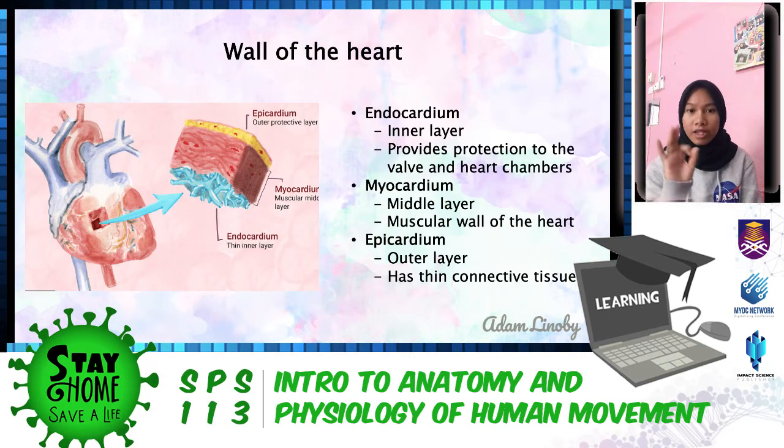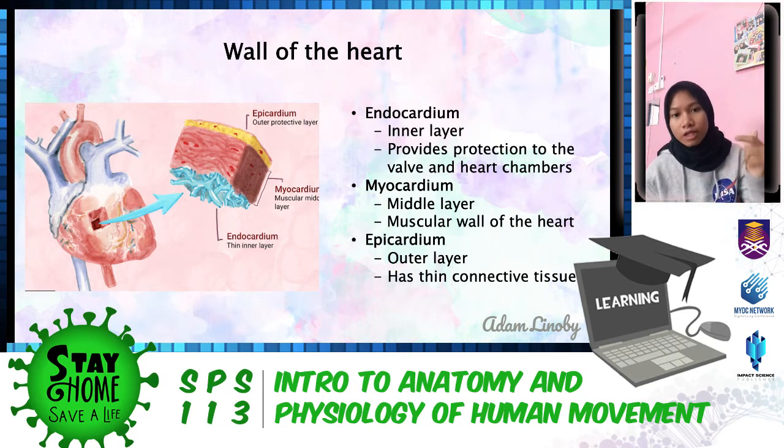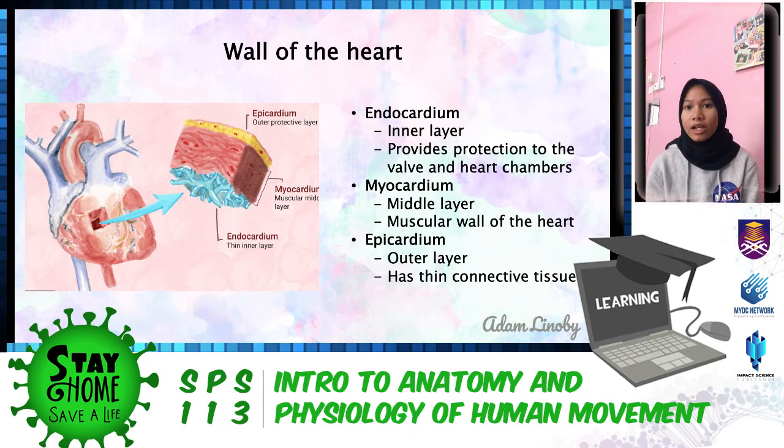Next, the wall of the heart. The heart has three layers, which are the endocardium, myocardium, and epicardium. The endocardium is the innermost layer of tissue that lines the chambers of the heart and provides protection to the valves and heart chambers. The myocardium is the middle muscular wall of the heart, also known as heart muscle. The epicardium is the outermost layer of the heart. All of these layers are richly supplied with blood vessels.